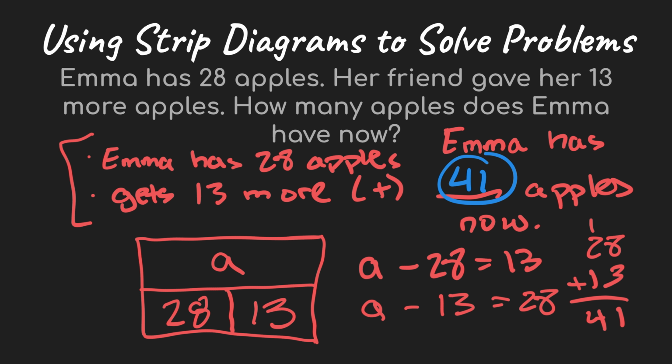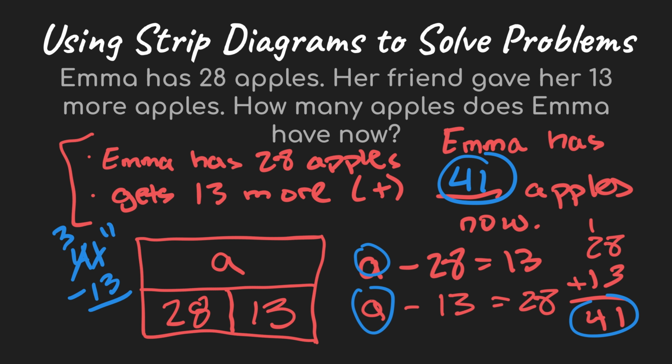And the way we could check that is we could take 41 and throw it into any one of these equations and see if it works. So let's do 41 minus 13. I'll do it over here. 41 minus 13. I have to regroup a little bit.